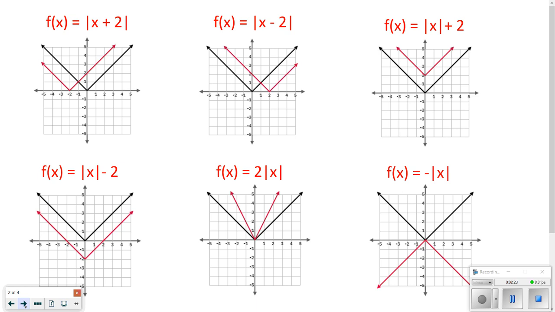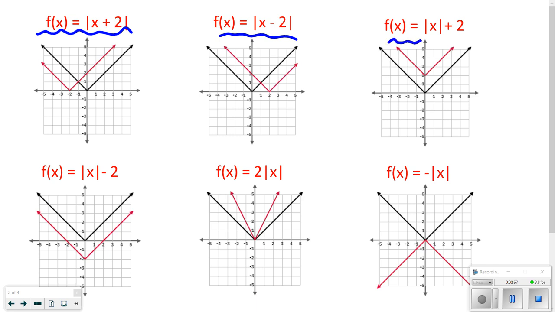Now, I also labeled all of the functions above the graph so that you can see which function corresponds to that red absolute value graph you see below. So here we can see that having that +2 inside of the absolute value bars made it shift left 2 units. But when we have the -2 in the absolute value bar, it made that function shift right 2 units.